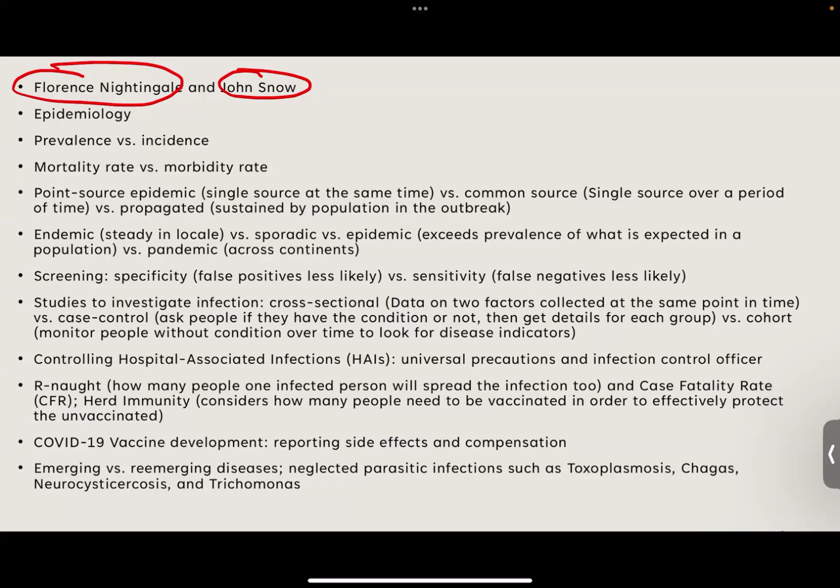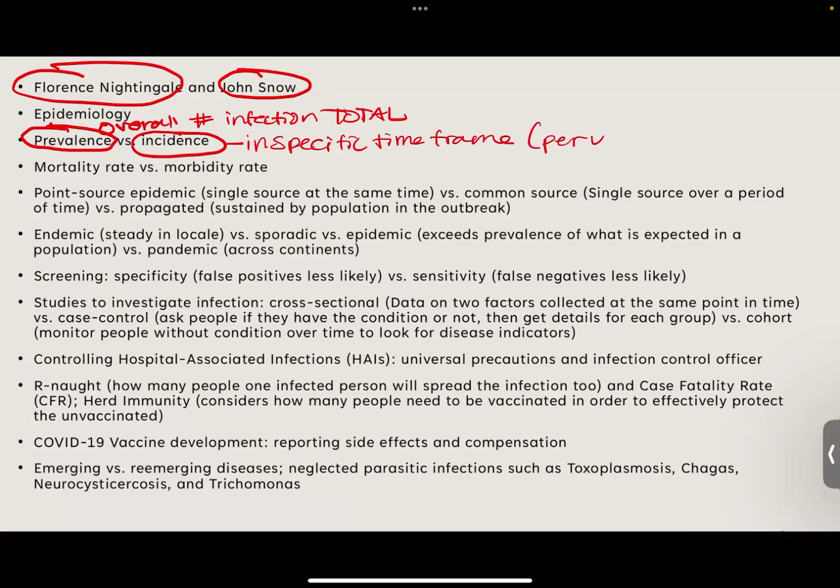But prevalence versus incidence. Prevalence has to deal with the overall numbers of infection, we'll just say total. Whereas incidence is numbers of infection in a specific time frame, like per week or something. That's the difference, okay? So if I'm telling you that since COVID has existed, we've had 3 million people, it's been more than that, but if we say 3 million people have been infected with COVID since it's existed, that's the prevalence. But if we say in the last week, we've had 200 outbreaks of COVID, that's the incidence. Okay, so looking at specific timeframes.